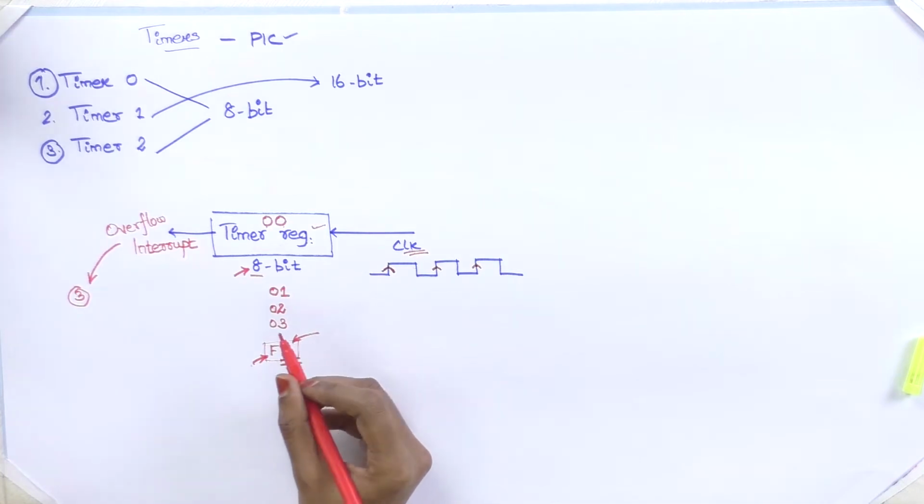It is not a must that it should reach FF. You can give the most value in the program itself. If you want it to reach 60, then in the program you can define it as 60. So whenever it gets incremented, it will be compared with the value 60, and when it reaches 60, it will generate an overflow interrupt. So this is how the timer works.